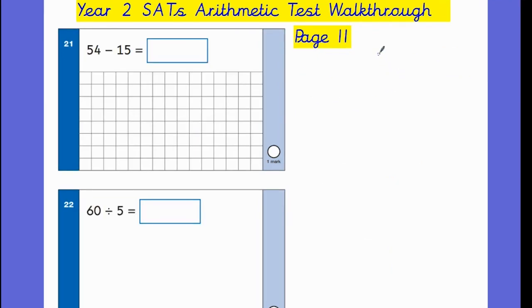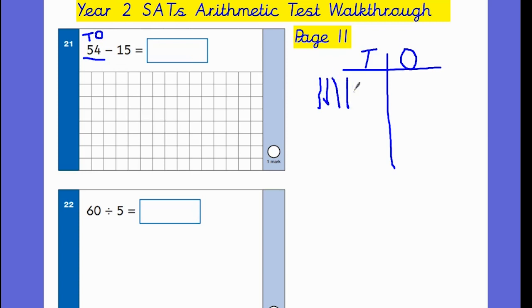Okay, question 21. So for this question, it's 54, take away, subtract 15. So again, for this type of question, I would encourage the children to draw a 10s and 1s grid, which I'm going to do over here. So my 10s and 1s. And what we say is with subtraction, make the larger number first. So 54, we've got 5 10s and we've got 4 1s. So that's 10, 20, 30, 40, 50. And I've got my 4 1s, 1, 2, 3, 4.